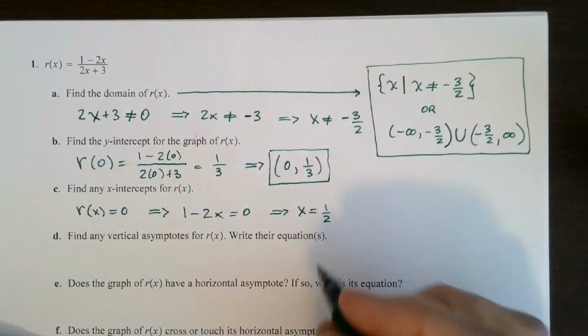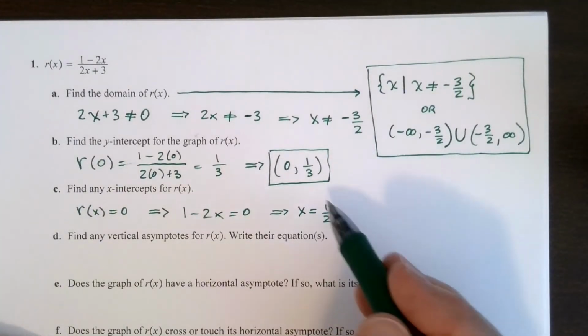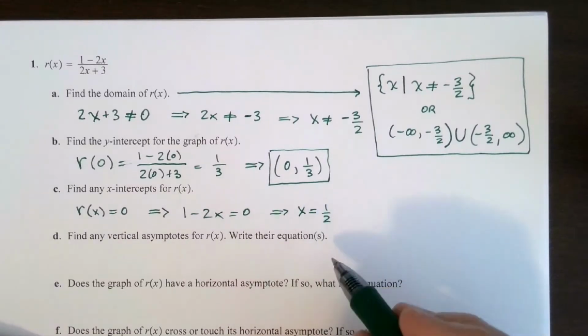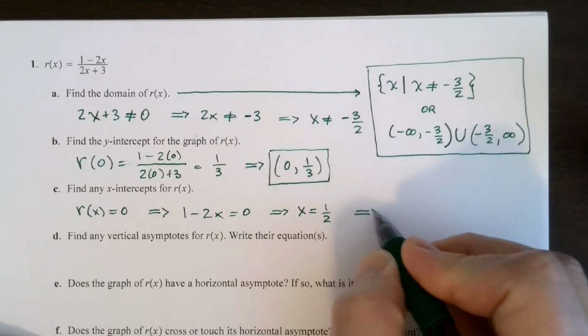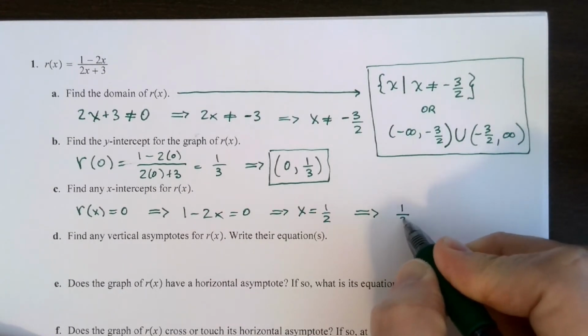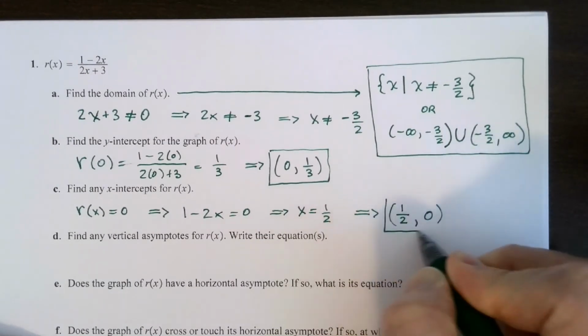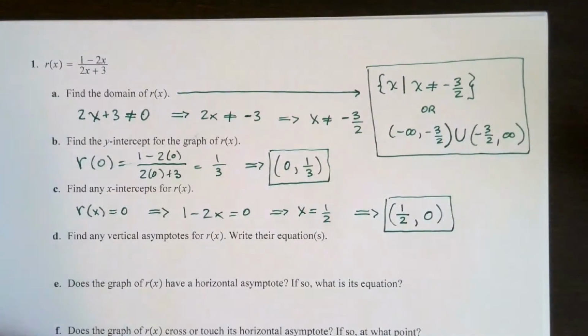Right? And notice that's not the restricted value, and that's good. So the numerator will be 0 when x is 1/2, and the denominator will not be 0. That means r of x will be 0 for that value. And so the x-intercept, though, is what? (1/2, 0). That's our x-intercept. One x-intercept.